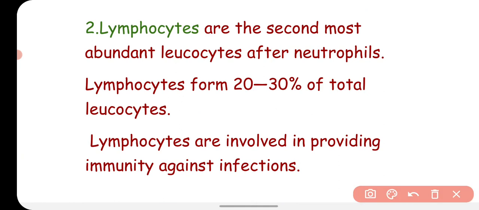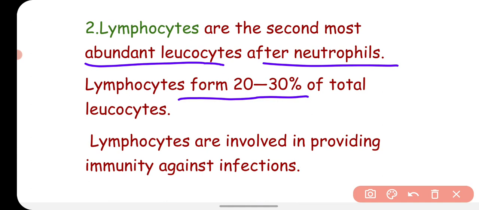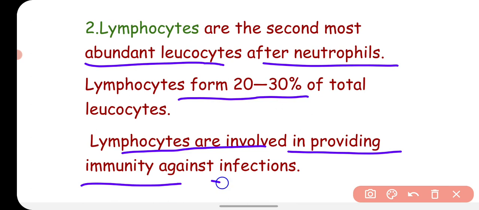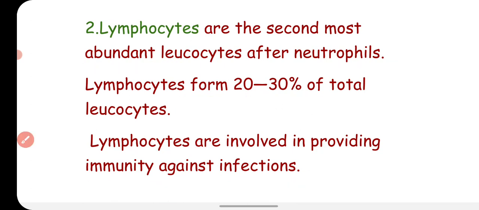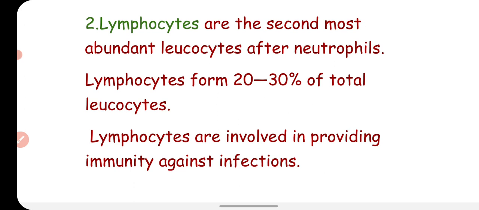Lymphocytes are the second most abundant leukocytes after neutrophils. Lymphocytes form 20 to 30% of total leukocytes. Lymphocytes are involved in providing immunity against infections. So ultimately, the white blood cells are part of our immune system, and they protect us from infection by killing the pathogens which enter our body.